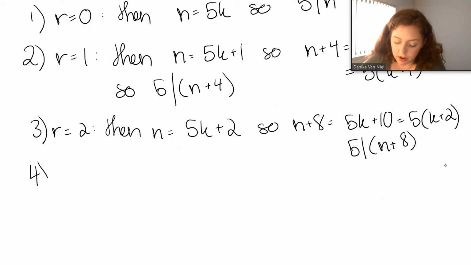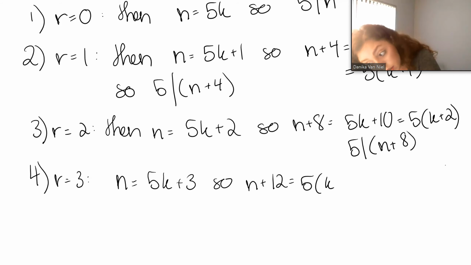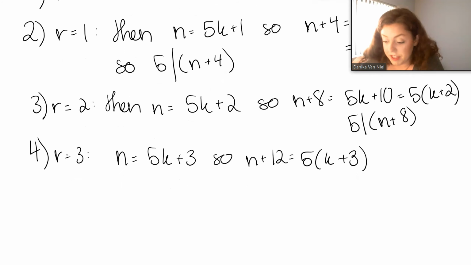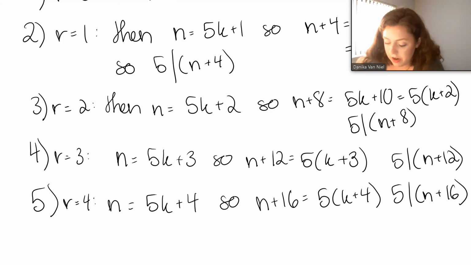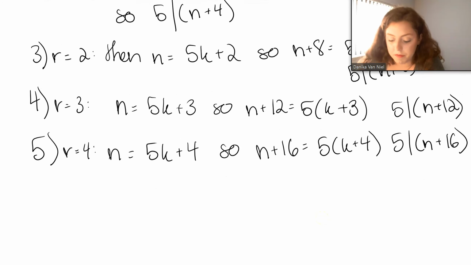Now I'm going to go a little bit faster. For 3, n equals 5k plus 3. What could I add to that? If I added 12, now I'm going to skip to factoring out: 15, so we have k plus 3. You might be seeing a pattern here now. For 5k plus 4, if I add 16, that gives me 20. And remember, there's always a lot of different ways you can do things. To me, I think this is the easiest way to do this particular problem.